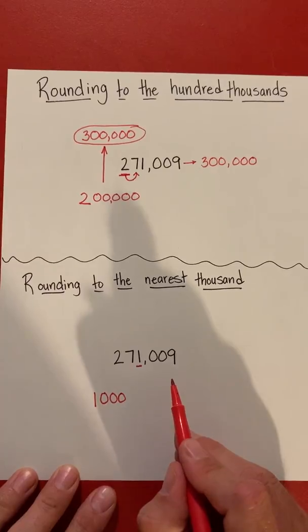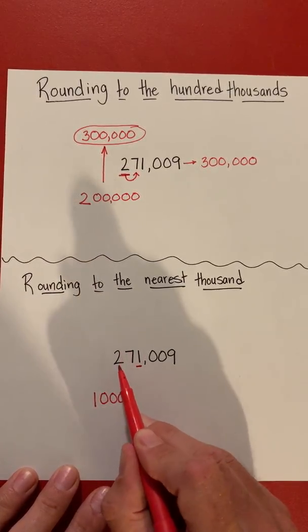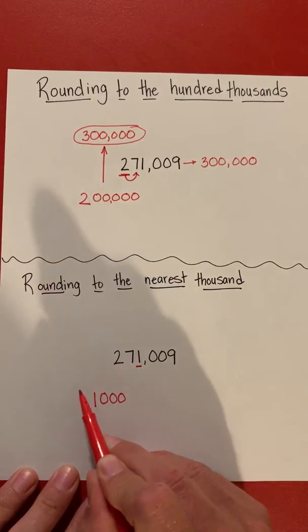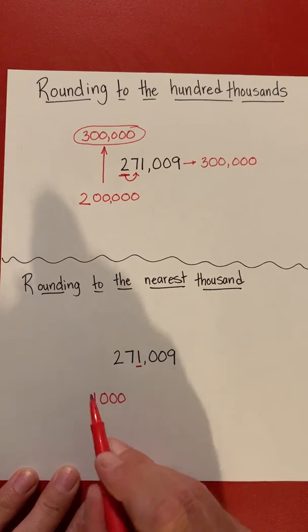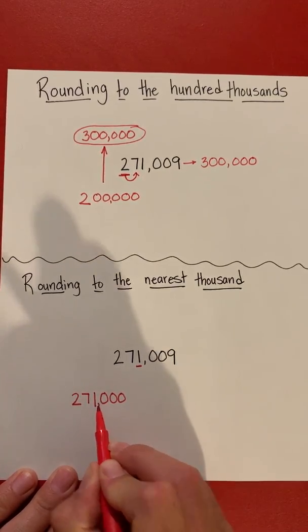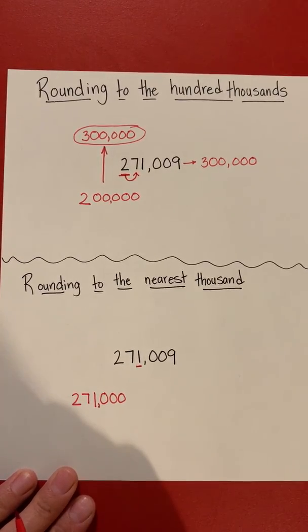But here's our new step. Don't forget, this time we have to take that remaining 2 and 7, and we're still going to add that up to the front of our number. So our first benchmark is going to be 271,000.